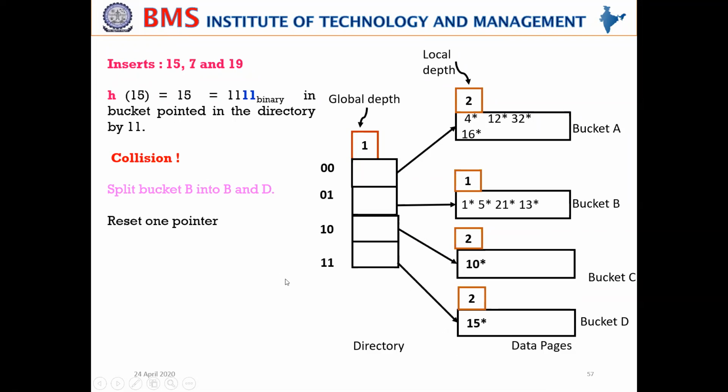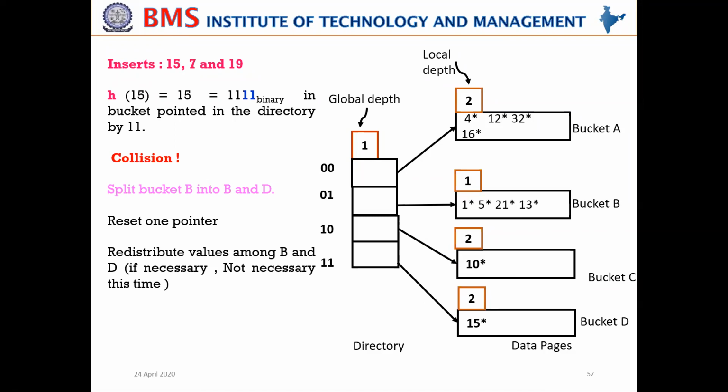Now reset the pointers. After redistributing the elements present in B, you need to reset the pointers. This I have shown before. Right? So redistribute the values. How do you redistribute? For example, for 1, what are the last 2 digits? For 5, what are the last 2 binary digits? For 21, the last 2 digits. 13 doesn't change here. It remains the same. Which element was I supposed to insert? 15. The last 2 digits of 15 are 1, 1.